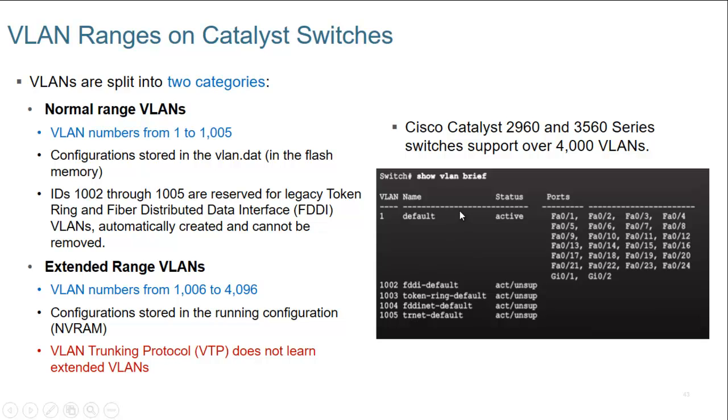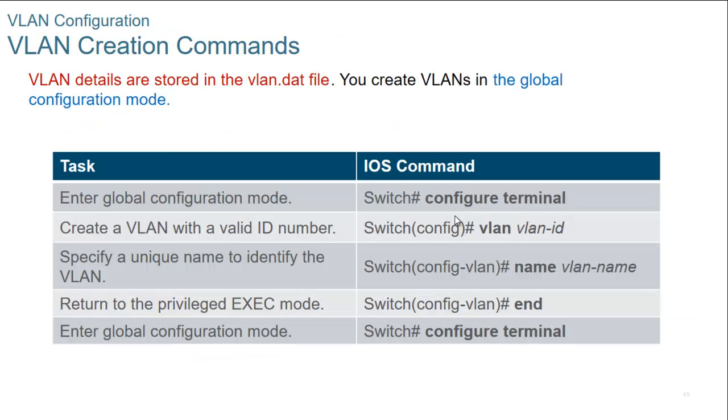Using the command show vlan brief, it will give you a brief summation of all the VLANs that you have and the ports assigned to those VLANs. If you see here, we only have the default VLAN. We haven't created any VLAN. And all of the ports in the switch are assigned to the default VLAN. VLAN details are stored in the vlan.dat file.